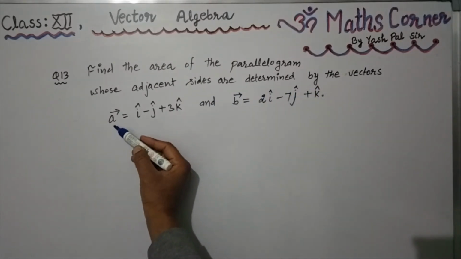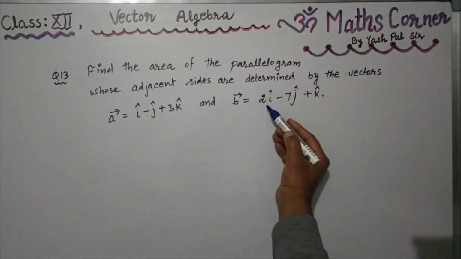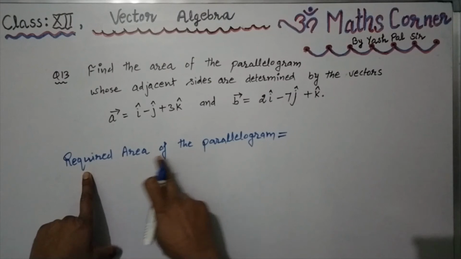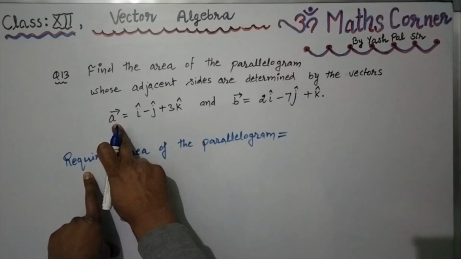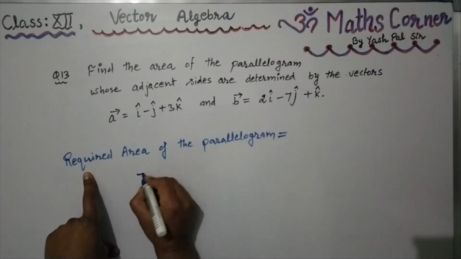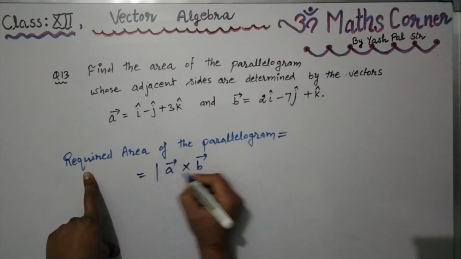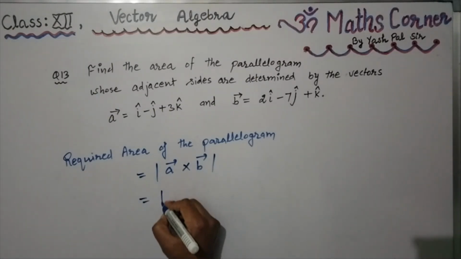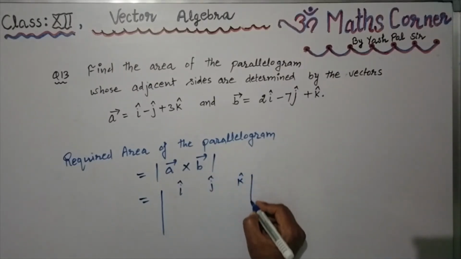So next question, question number 13. Find the area of the parallelogram whose adjacent sides are determined by the vectors vector A is equal to i minus j plus 3k and vector B is equal to 2i minus 7j plus k. So here the required area of the parallelogram whose adjacent sides are determined by the vectors A and B is equal to vector A cross product vector B, its magnitude.